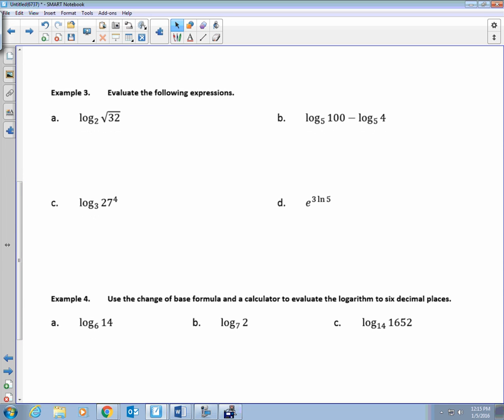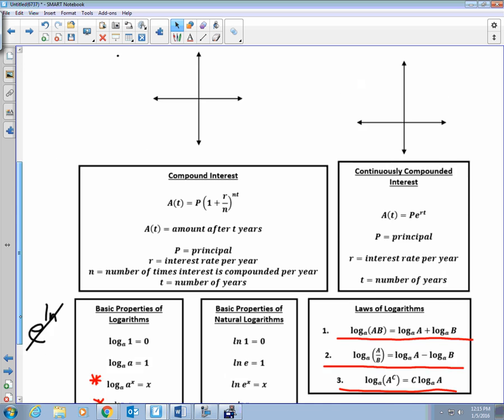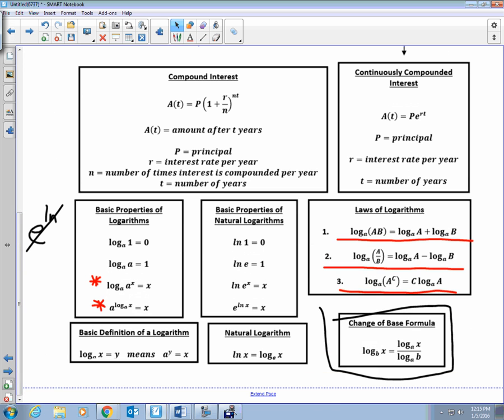Today we just do examples 3 and 4. And what I want you to do is turn to your very back page. On the back page, you have a list of formulas. This is the sheet that you will get on your test.